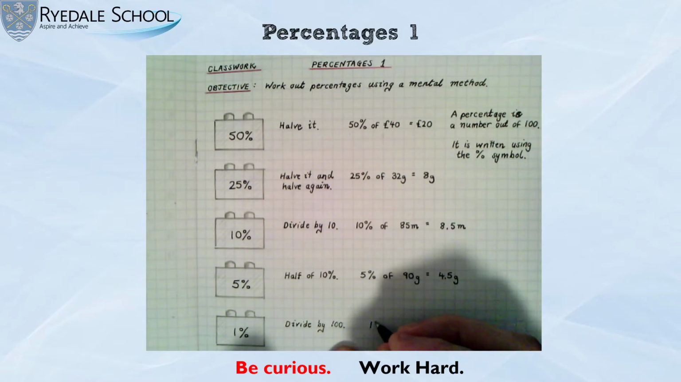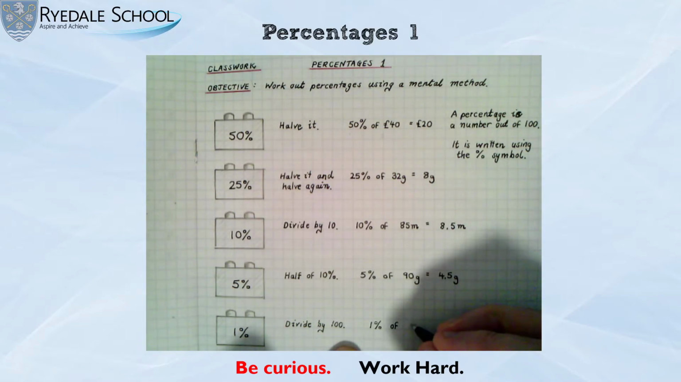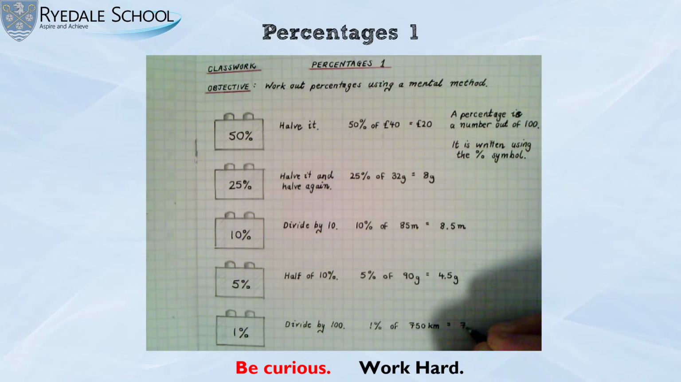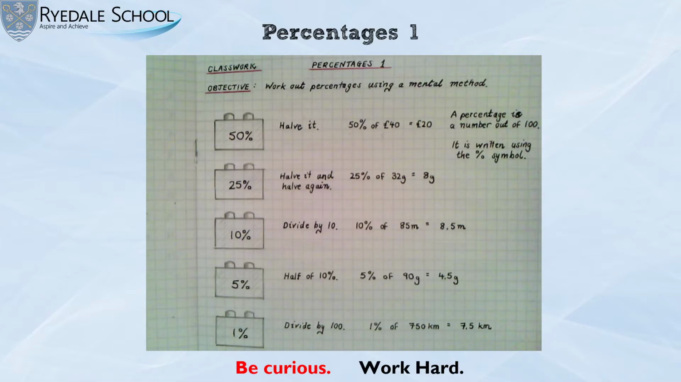So again, let's do an example. If I wanted to do 1% of, let's have 750 kilometres, I would have to do 750 divided by 100. And again, when we divide by 100, we are moving the number 2 places. So this becomes 7.5. Don't need the 0 on the end. 7.5 kilometres.